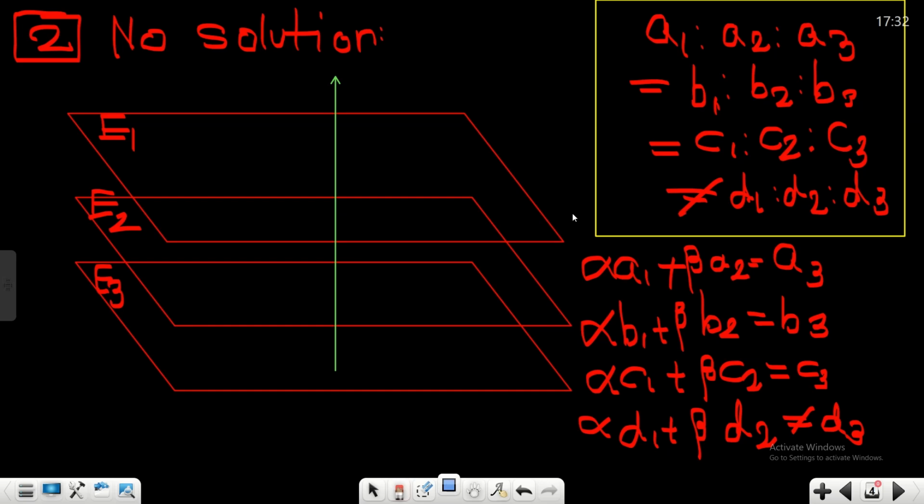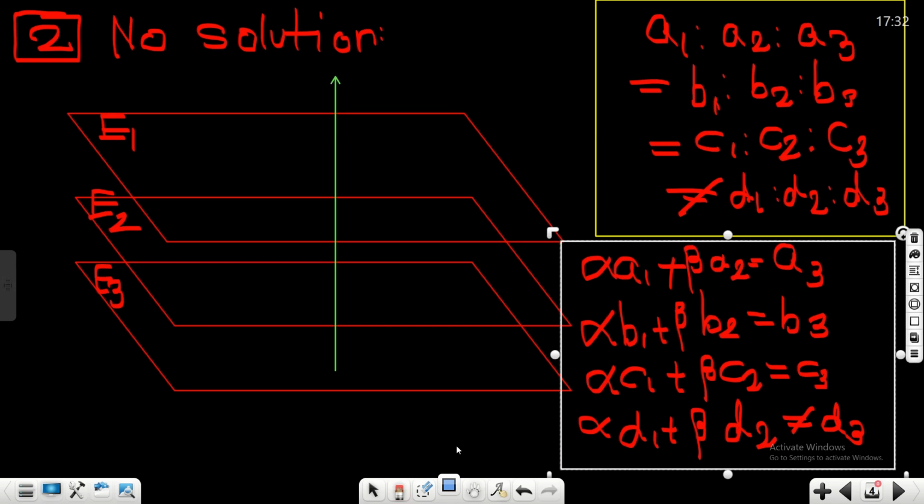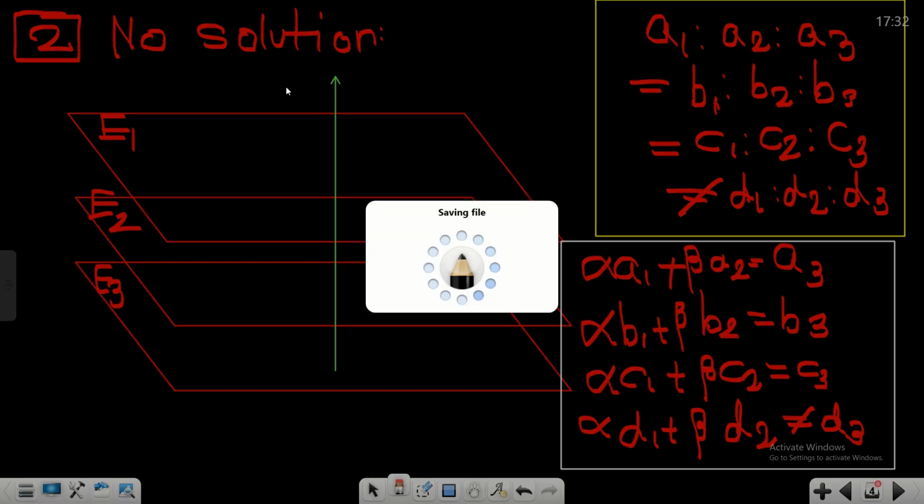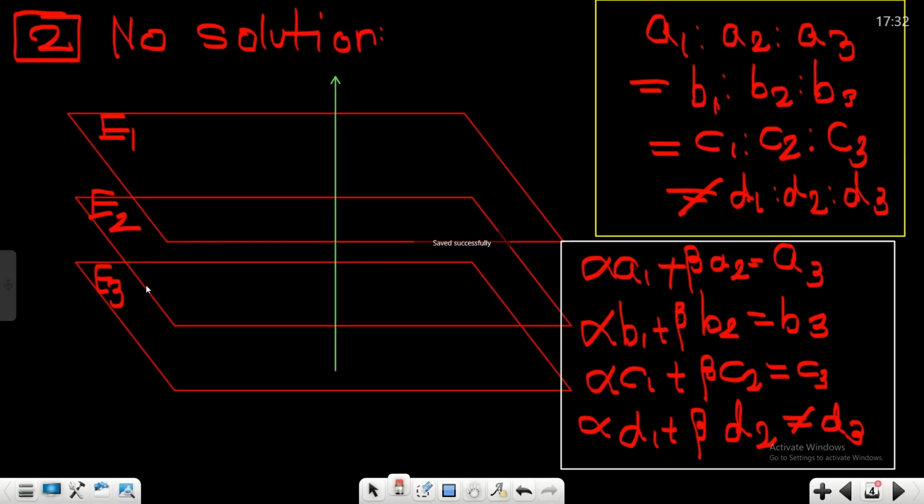Okay, so I hope you understood. When it comes to no solution, for the first three equations it will be equal, but for the last equation it will not be equal. Okay, so this is the next case for no solution, where three planes do not have any solution.